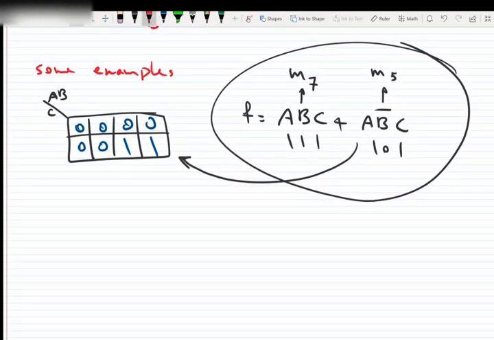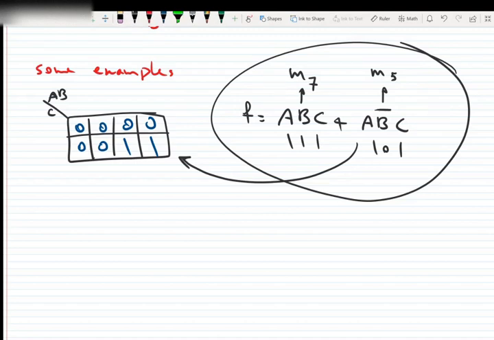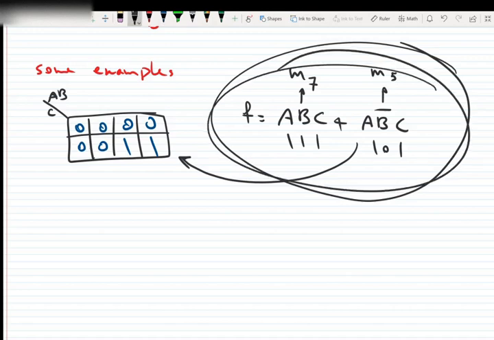Of course, if we have it in the form of product of sums, the zeros will be placed in the table, which I will explain later. And I mentioned that we can simplify the functions by K map.